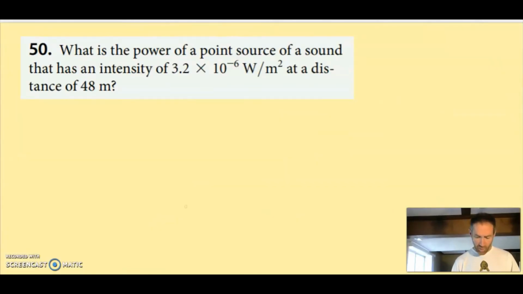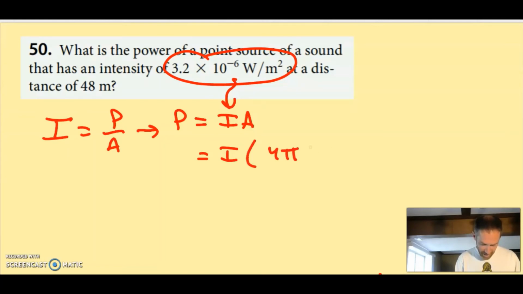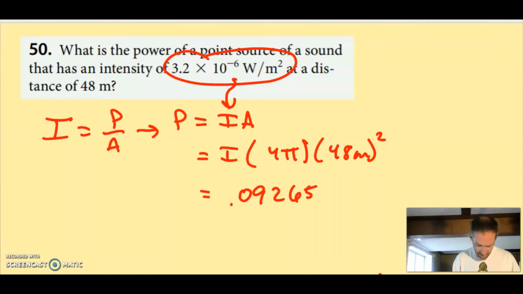On 50, what's the power of a point source that has an intensity of 3.2 times 10 to the minus 6 watts per square meter at a distance of 48 meters? So we know that intensity is power divided by area. So they want us to calculate that power. So how about we say power is intensity times area? And so we have an intensity right here, and that area is going to be 4 pi times the 48 meters squared, and I'm going to get a power of 0.09265, just two significant figures on that, 0.093 watts.